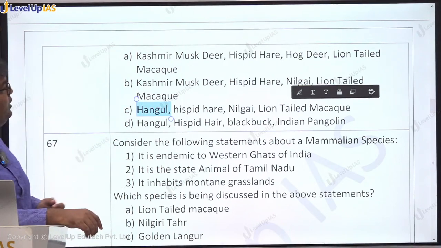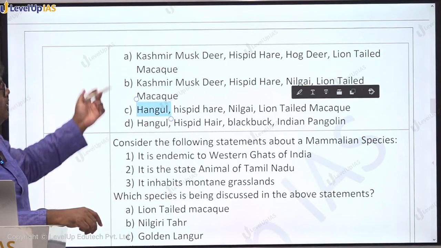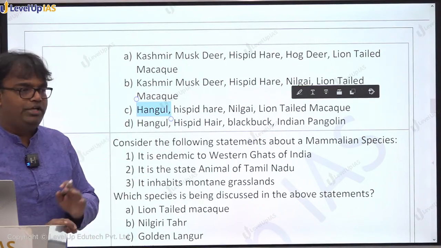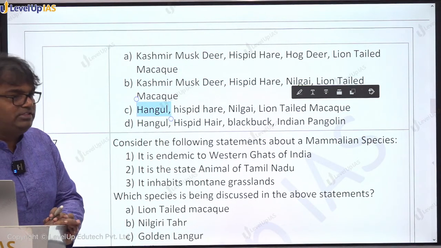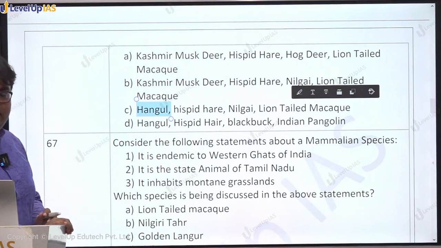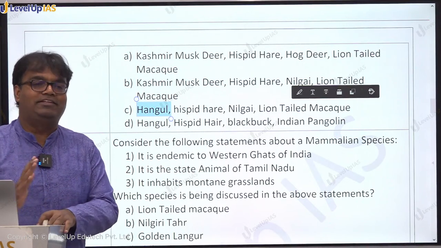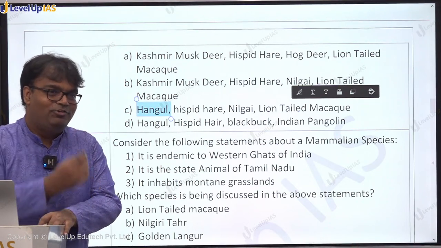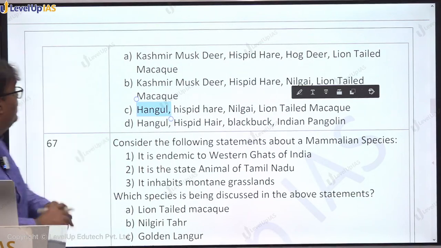Kashmir musk deer, hispid hare, hog deer, lion-tailed macaque, or musk deer. We had studied two more types of musk deer, alpine and Himalayan musk deer. So they are also all endangered. A is the answer here, right? So look, don't get worried, don't panic. Just look for the hints. You will find hints in the question to attempt these kinds of questions.